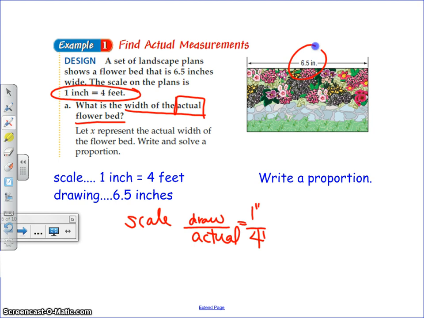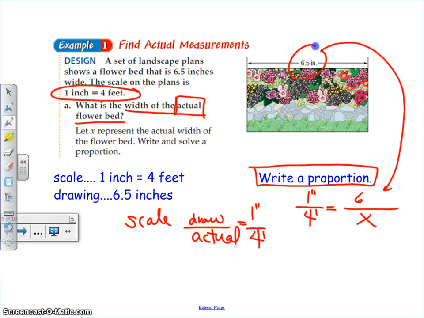To solve this, we're going to write a proportion. 1 inch, which is the scale or the drawing, over 4 feet, which is the actual. And now we have to think, okay, what is the actual width of the plan? That's what we don't know, so that's going to be x. What is the width on the drawing? It's 6.5 inches. Here we have the drawing over the actual.